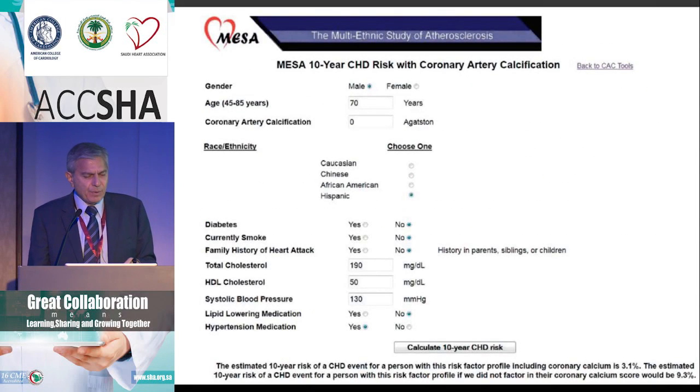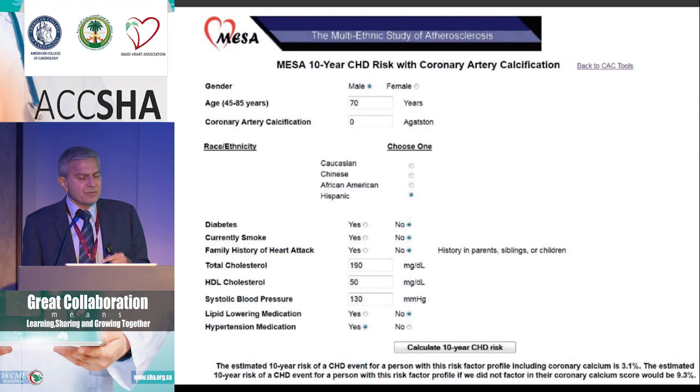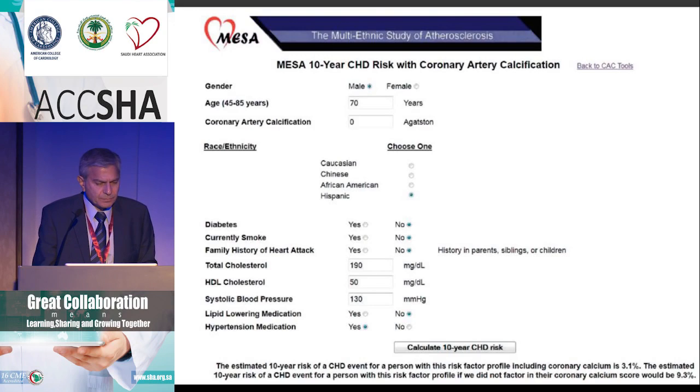And this is an example from the study of a 70-year-old who's hypertensive, but everything else is fine. His score would be 9.3%, but if the calcium score is 0, it comes down to 3.1%. So I think these are the type of things that eventually will have to get into the guidelines and guide us what to do. For now, my patient, based on the guideline, is still going to be on statin.